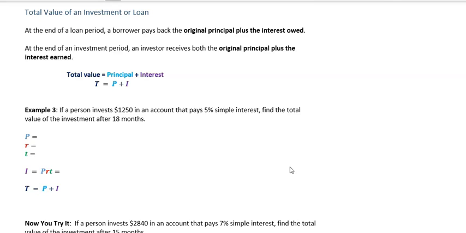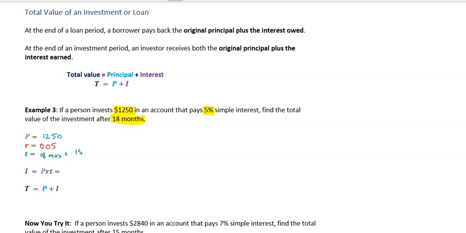Okay, so the first example we have is if a person invests $1,250 in an account that pays 5% simple interest, find the total value of the investment after 18 months. So I'm going to go ahead and highlight all of these things. 18 months, not years, so beware. The principal is $1,250. The rate is 5% or 0.05. And the time is 18 months. So remember that this needs to be in terms of years.